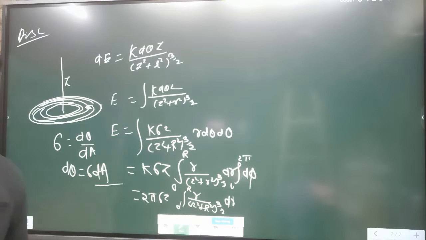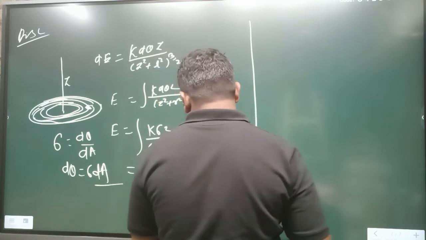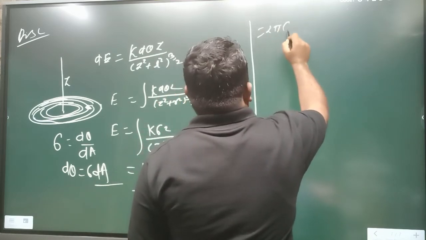How to solve this integration? I told you the formula yesterday. 2 pi sigma Z.